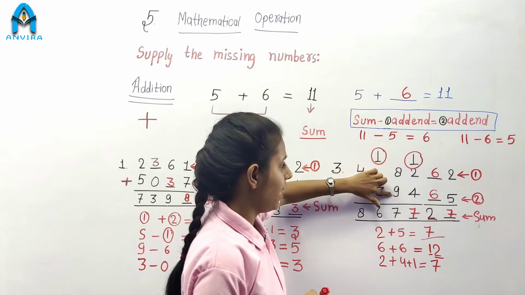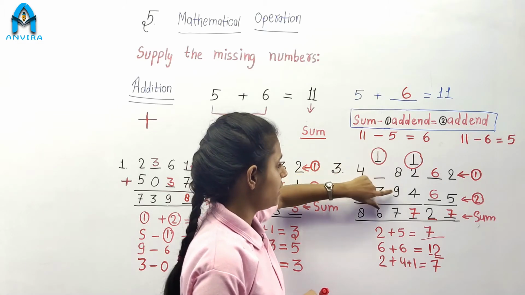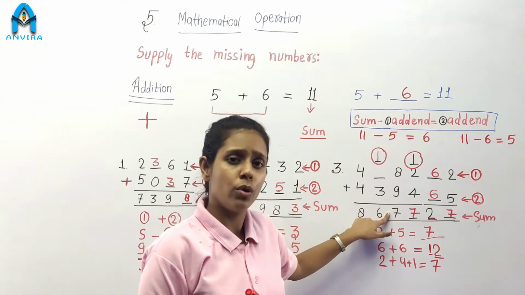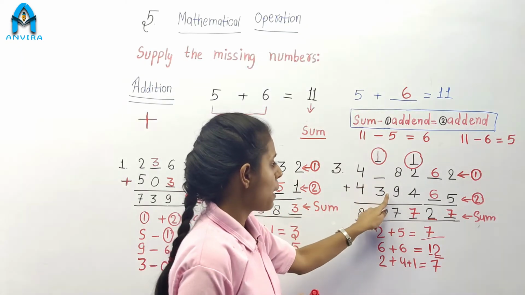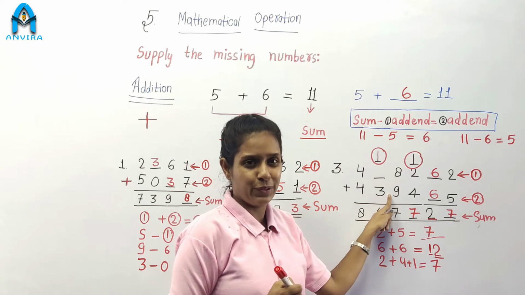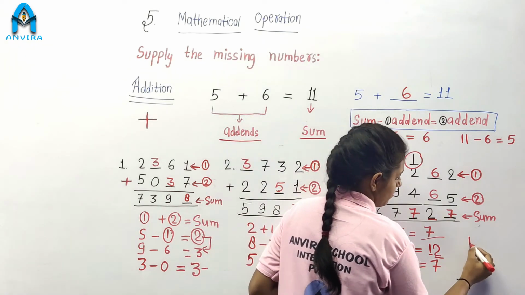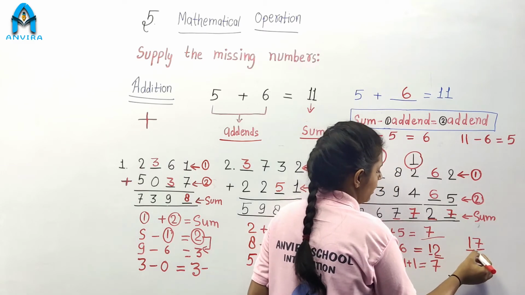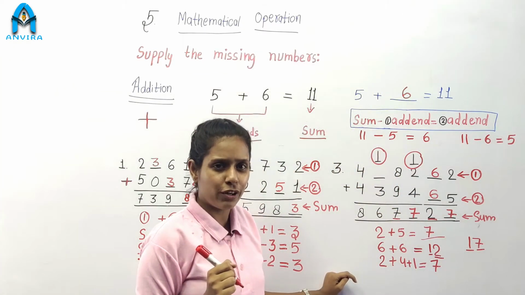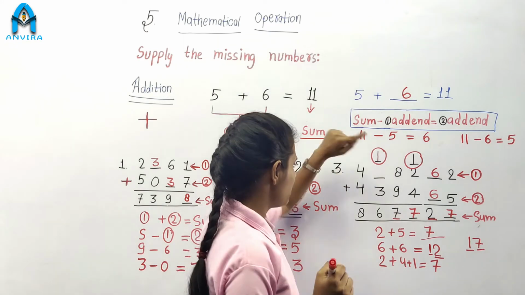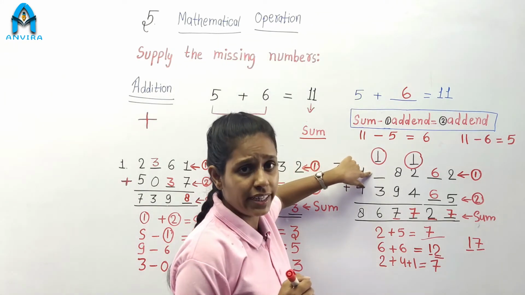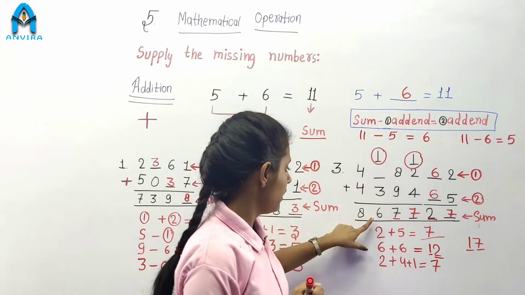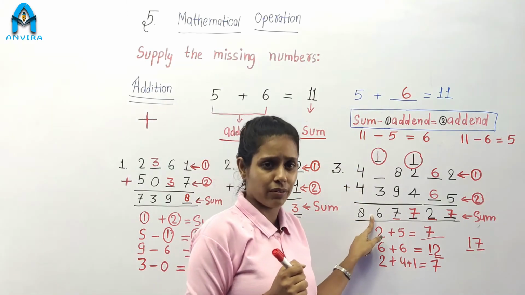8 and 9. The first addend and second addend are given and the sum is also given. So 8 plus 9 is equal to 17. So 7 is here and 1 is carryover. Let's go to the next. First addend is missing, second addend is given and the sum is given.